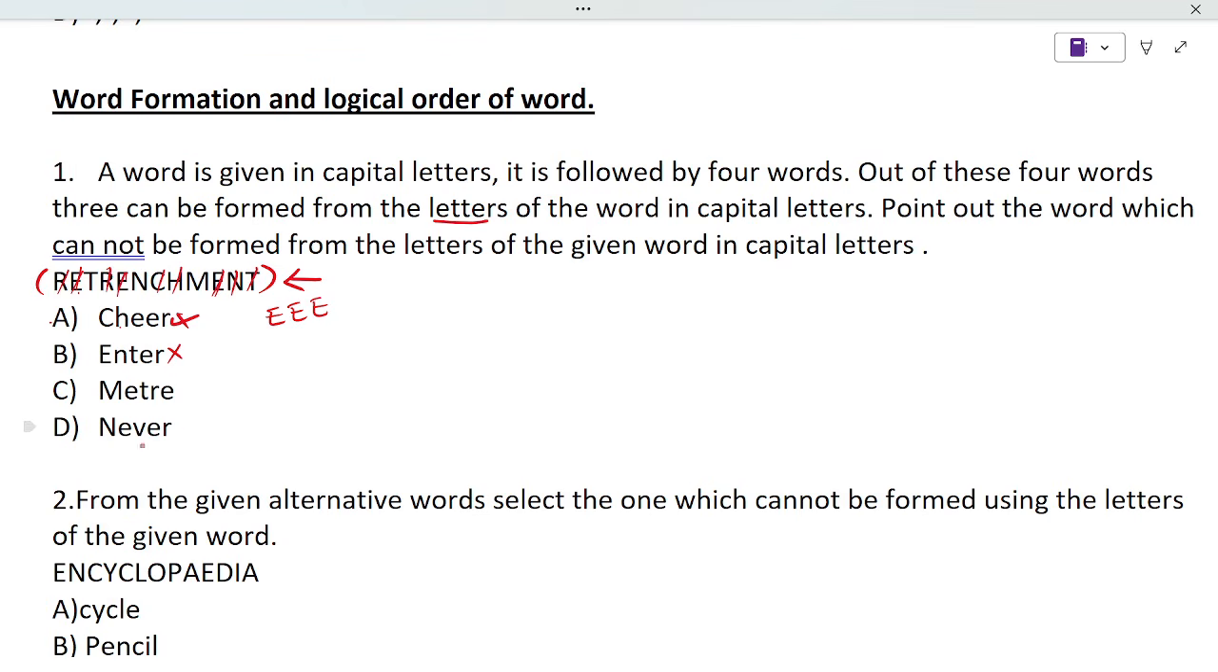Let's go to the next one, which has V. The word RETRENCHMENT has no V. E is there, R is there, N is there. But V is not there, and the question asks for the letter that cannot be formed from the word. So this is the answer.